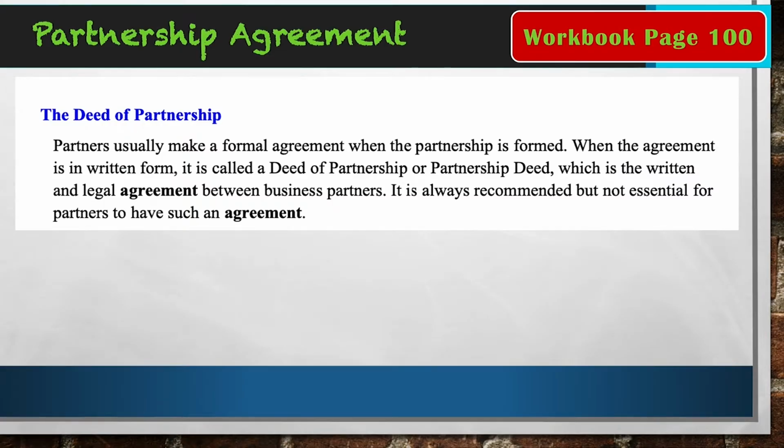So the deed of partnership or the contract: partners usually make a formal agreement when the partnership is formed. When the agreement is in written form, it is called a deed of partnership or partnership deed, which is the written and legal agreement between the business partners. It is always recommended, but not essential, for partners to have such an agreement.